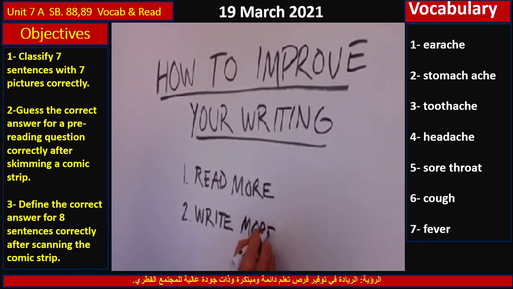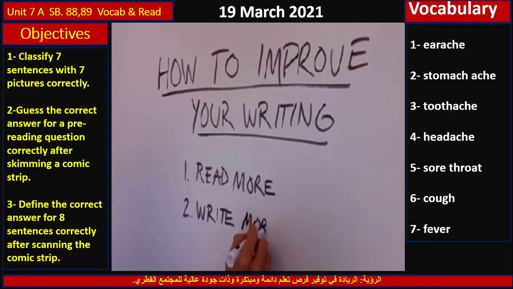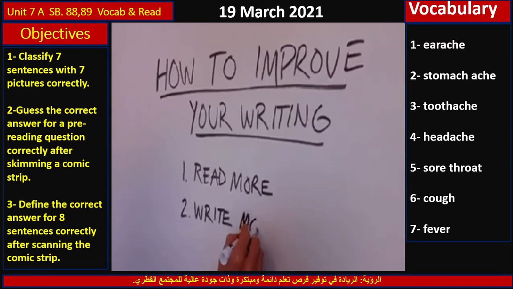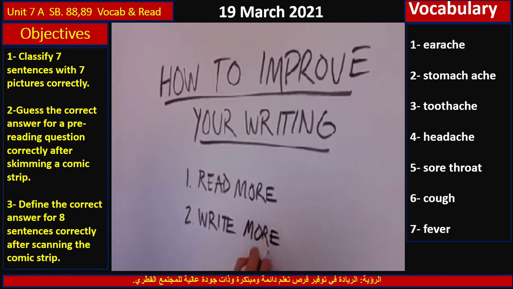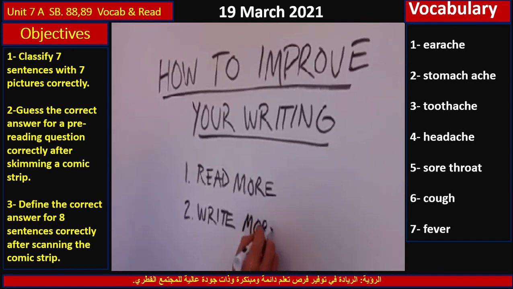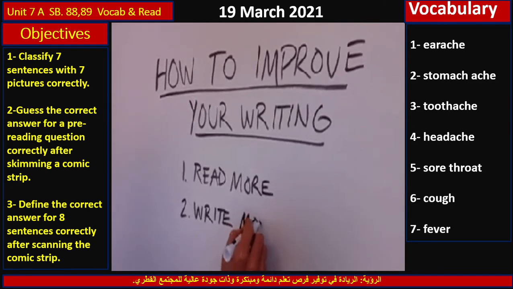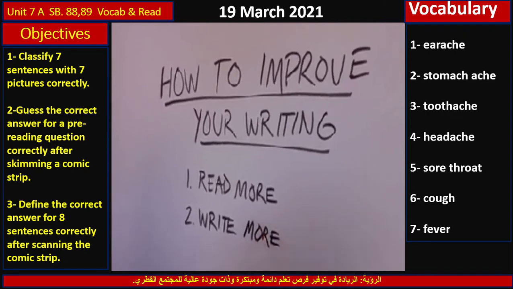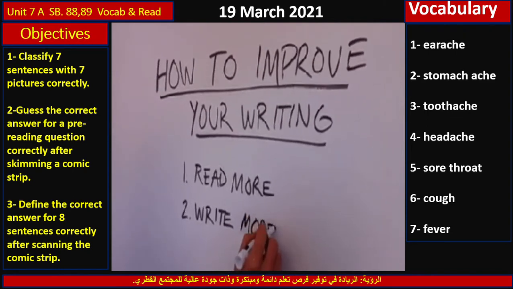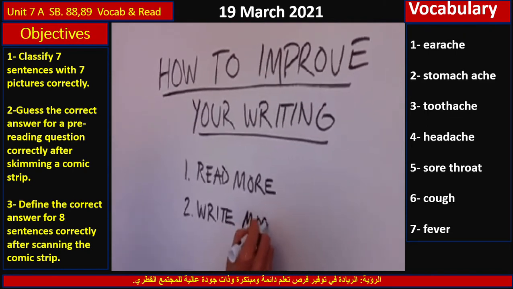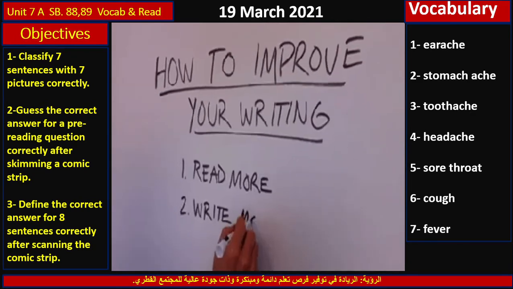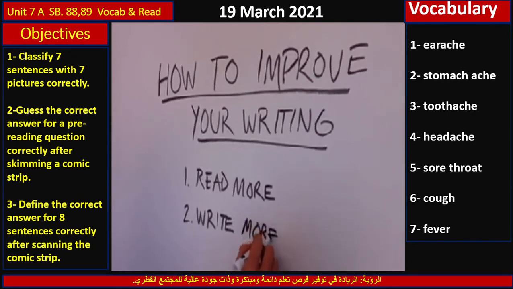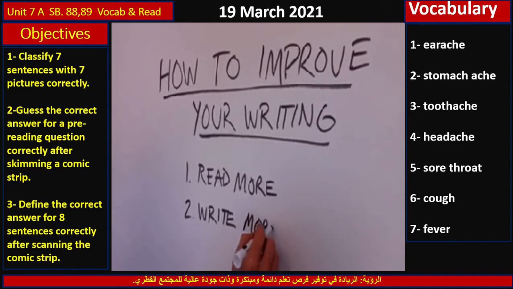Okay, our objectives for today: 1. Classify 7 sentences with 7 pictures correctly. 2. Guess the correct answer for the pre-reading question correctly after skimming a comic strip. And for the end, define the correct answer for 8 sentences correctly after scanning the comic strip. And have a look at our vocabulary. I want you to write them down in your notebook.